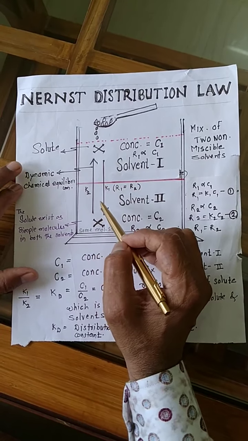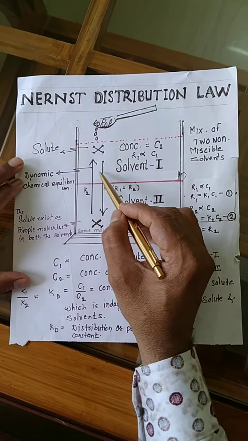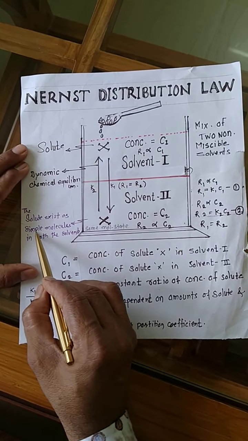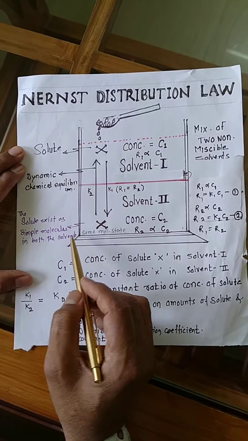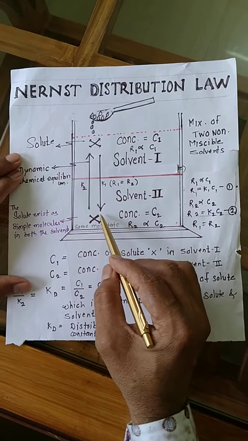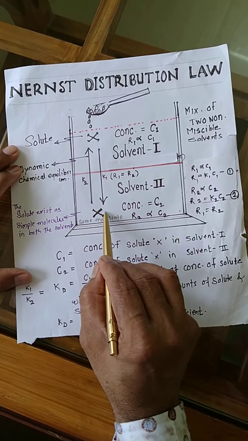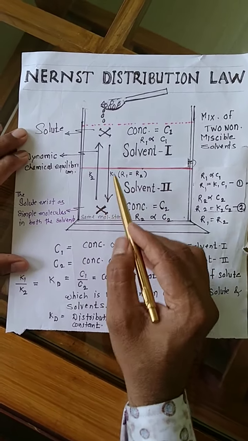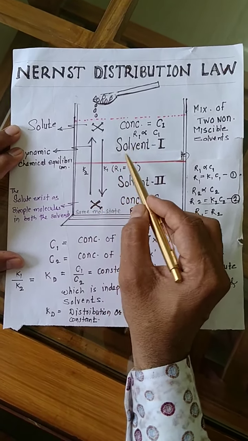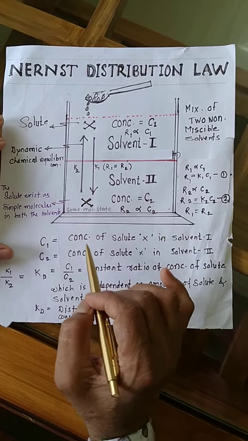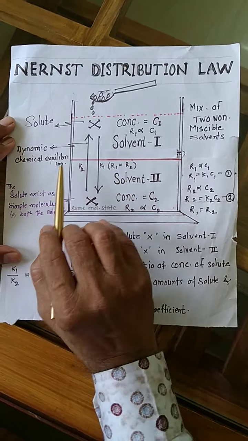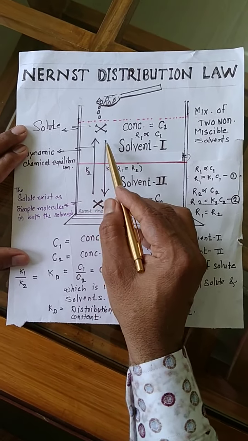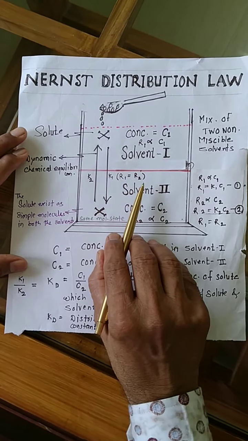There is a distribution of the solute, and the solute exists as simple molecules in both the solvents. There is no association or dissociation of the solute. The molecular state is the same in the two solvents. Now here the rate of distribution of the solute is directly proportional to concentration.